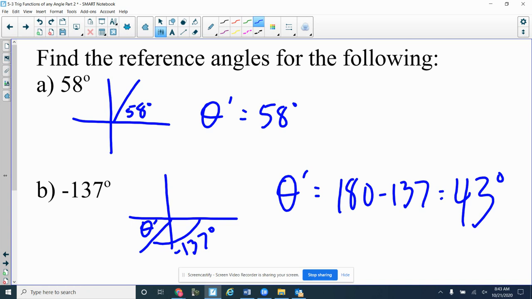So even if it was like negative 13, what would the reference angle be? 13. Yes, I was hoping you weren't leading to negative 13. But you're exactly right. If it was negative 13 degrees, the reference angle would be 13 degrees. That's the angle that we create with the x-axis.